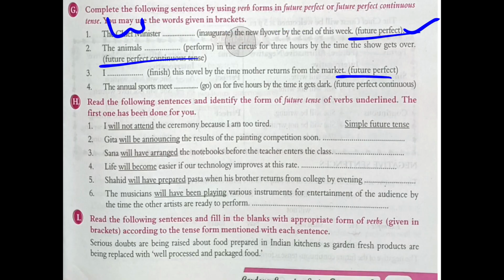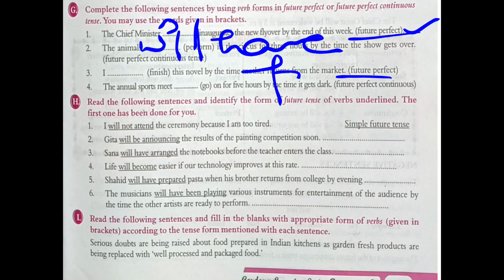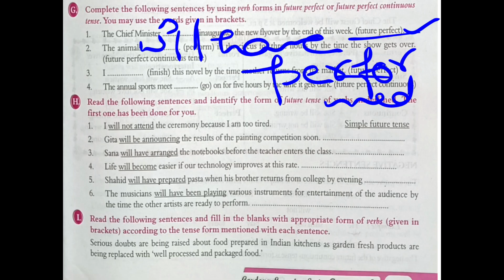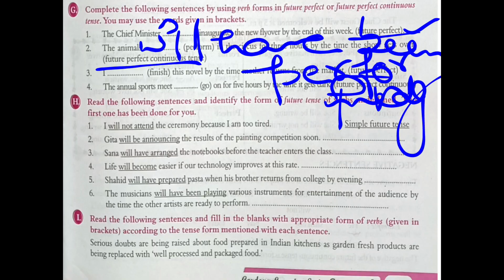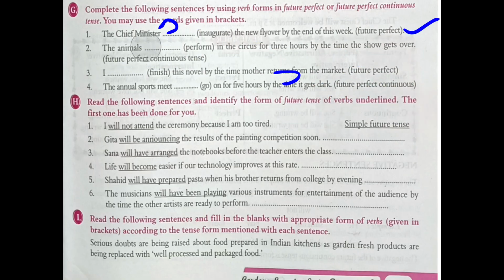The animals will have. So we will write here will and then have, then performed. Okay. So the animals will have been performing. Will have been performing. Why? Because you need to change it into future perfect continuous tense. So the animals have been performing, not performed. Have been performing, ing form. Have been performing in the circus for 3 hours by the time the show gets over.